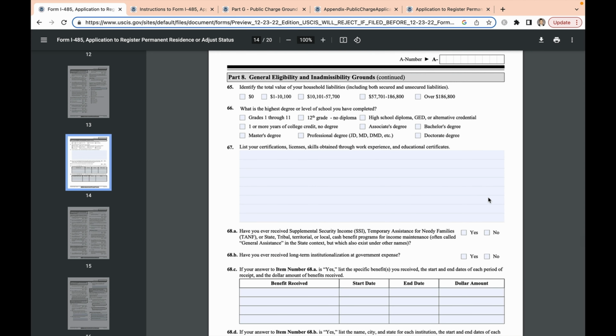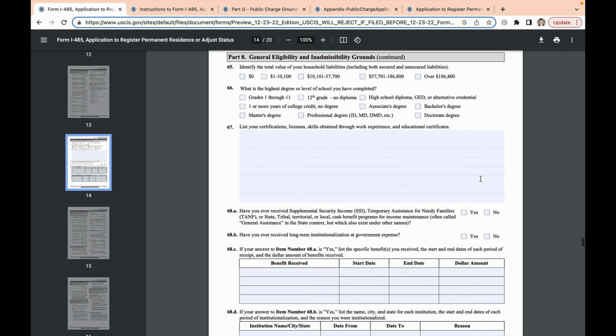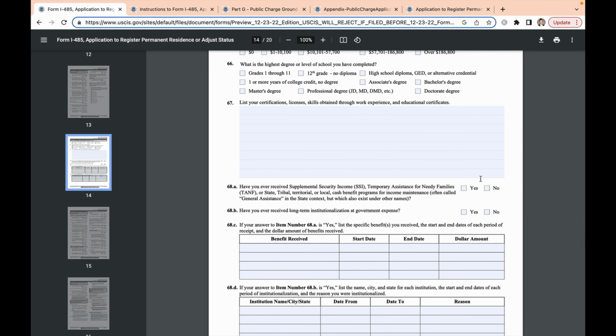Question 65 asks for the total value of the applicant's household liabilities, including both secured and unsecured liabilities, and provides 5 boxes depending on the estimated amount. So the term household liabilities is neither defined nor exemplified in the instructions other than to state that they must be owned by household members. Liabilities should include fixed and regular expenses such as a mortgage or a lease payment, car loan, school tuition, or child support. Please do not include normal living expenses for food, utilities, gasoline, clothes, etc. All right, so let's look at question 66.